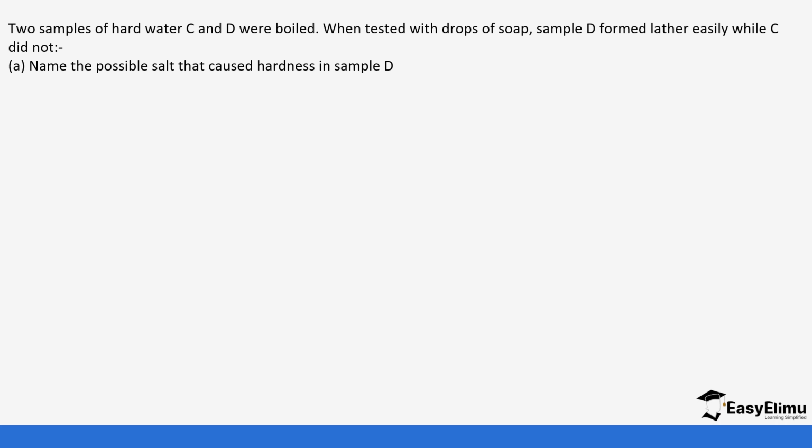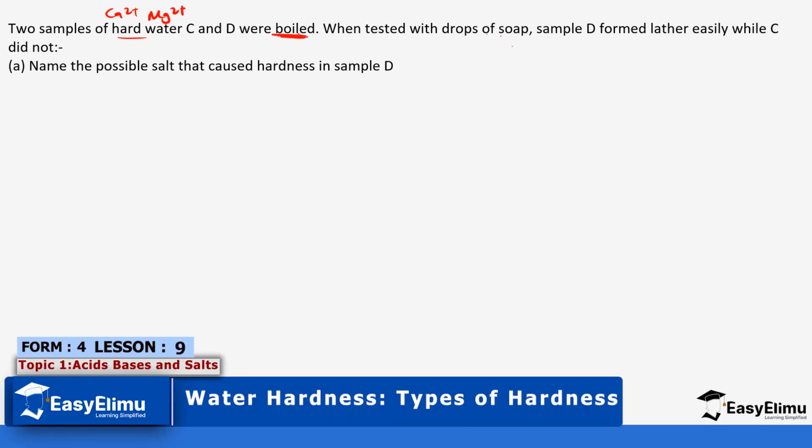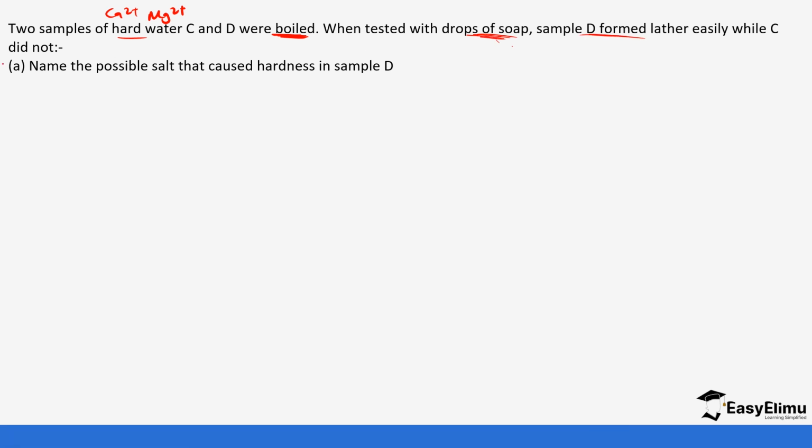So we have two samples of hard water. We have already been told they are hard water, so you know they contain calcium ions and magnesium ions. They were boiled first and then tested with drops of soap. Sample D formed lather easily while sample C did not. So the possible salt that caused hardness in D means this one is temporary hardness. We say temporary hardness is calcium hydrogen carbonate or magnesium hydrogen carbonate.